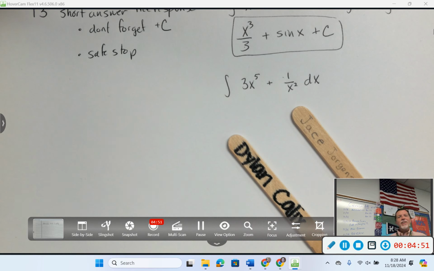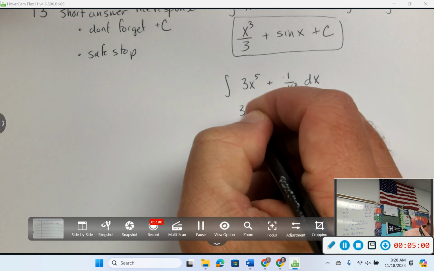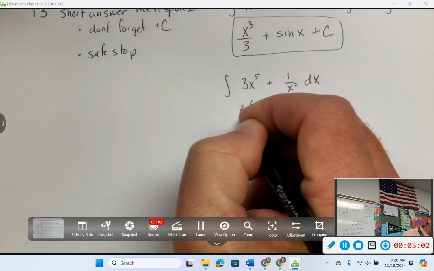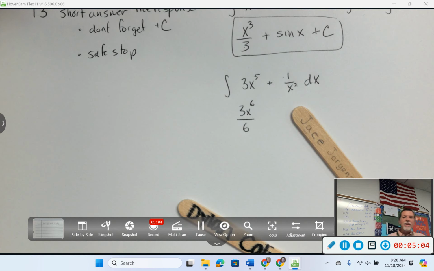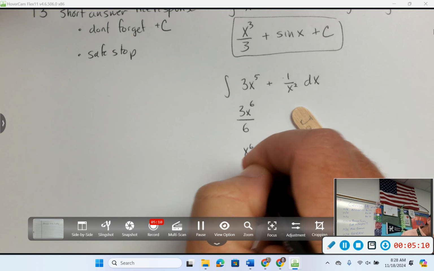Okay. So I did that problem to illustrate safe stop, and then Dylan just blew past my safe stop, which is completely okay. He gave the right answer, but some of you are going to slow it down. You're going to increase the power by 1 and divide by the new power and leave it at that. That's an okay stop. Dylan did that in his head, which is fine, and made it 1/2.